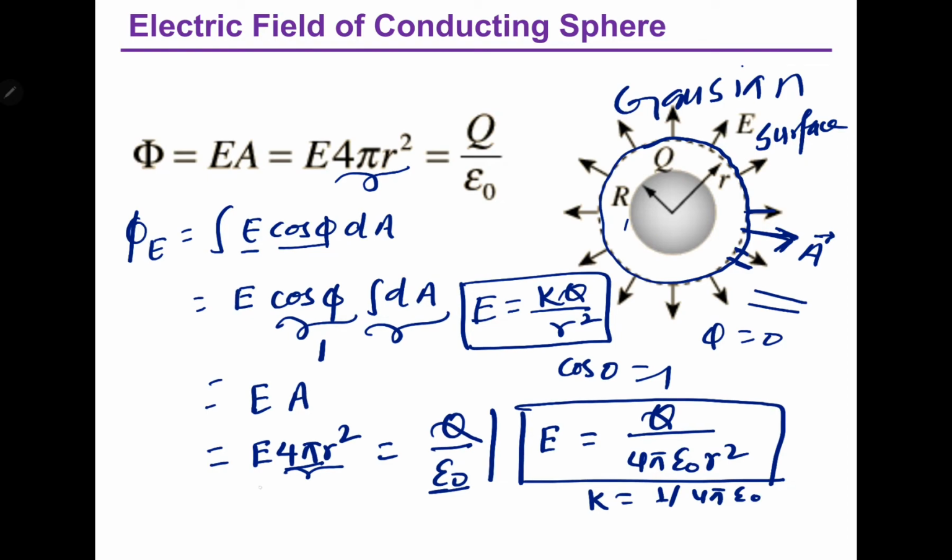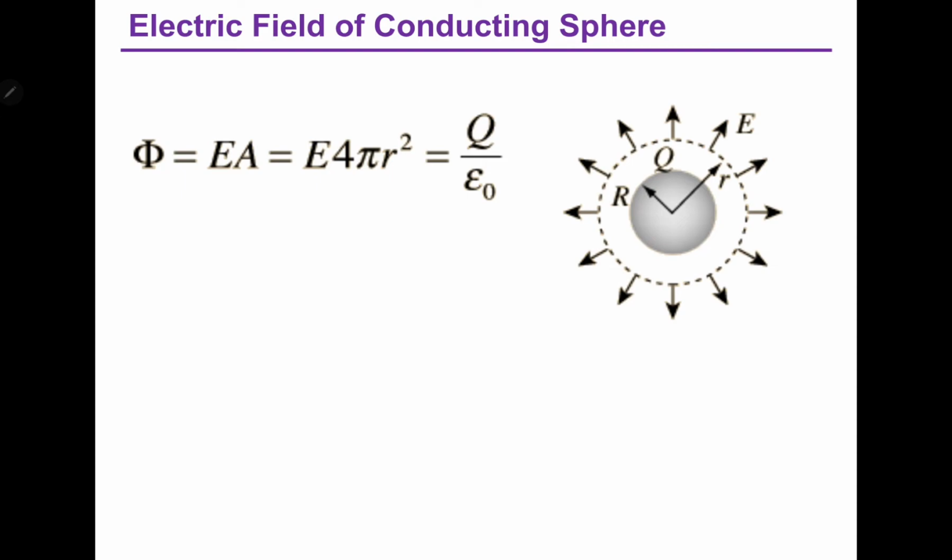Okay, so this is the electric field strength on this Gaussian surface because of this charge Q on the conducting sphere, right? In case of a conducting sphere, remember the charge will be located on the surface. It will not be distributed uniformly inside. It will be located on the surface. This is one case.